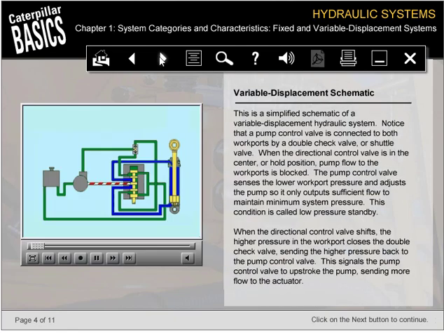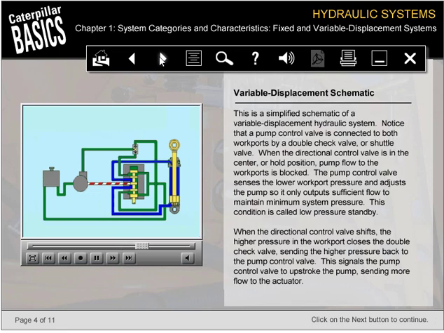This is a simplified schematic of a variable displacement hydraulic system. Note that the pump control valve is connected to both work ports by a double check valve or shuttle valve. When the directional control valve is in the center or hold position, pump flow to the work ports is blocked. The pump control valve senses the lower work port pressure and adjusts the pump so it only outputs sufficient flow to maintain minimum system pressure. This condition is called low pressure standby.